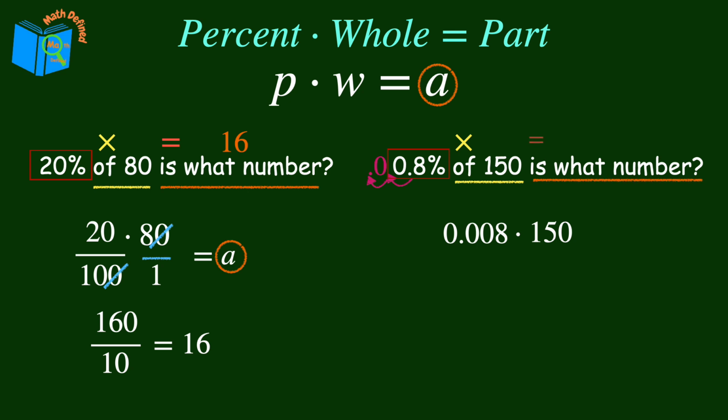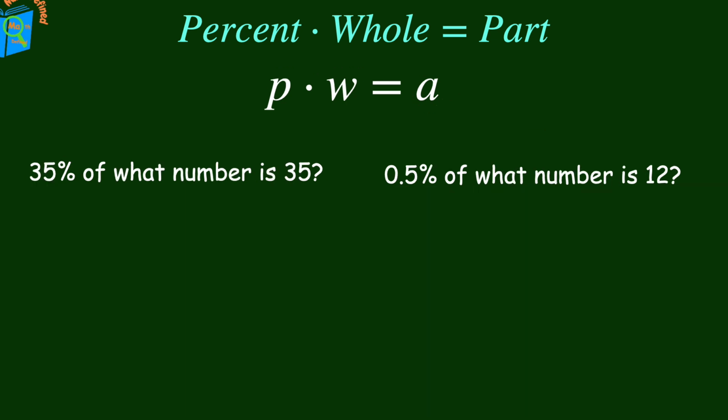And is what number means the part is missing again. So we'll use the variable a for the unknown part. Our setup is 0.008 times 150 equals a. Now let's multiply these two numbers to get 1.2. So 0.8% of 150 is 1.2. Tiny percent, tiny answer. It checks out.